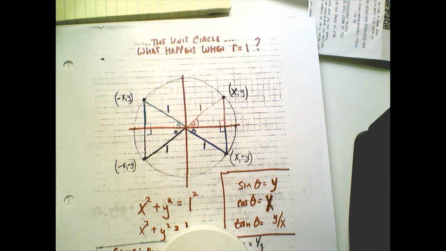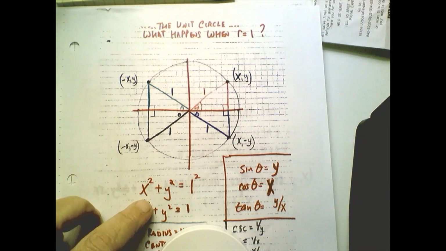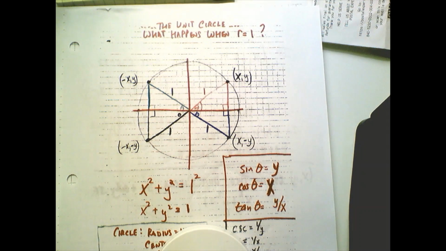So what's the beauty of this? Well, x squared plus y squared equals r squared now becomes, when r equals 1, x squared plus y squared equals 1 squared, x squared plus y squared equals 1. The equation of a circle centered at the origin with a radius of 1 is nothing more than what you see right there: x squared plus y squared equals 1.